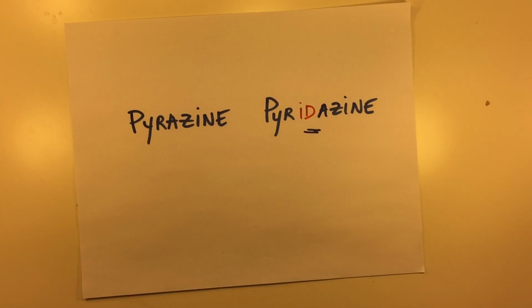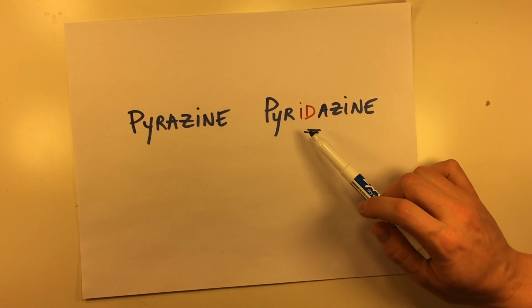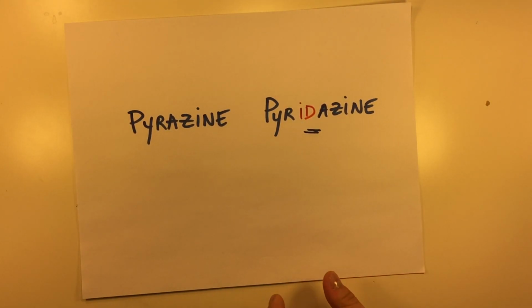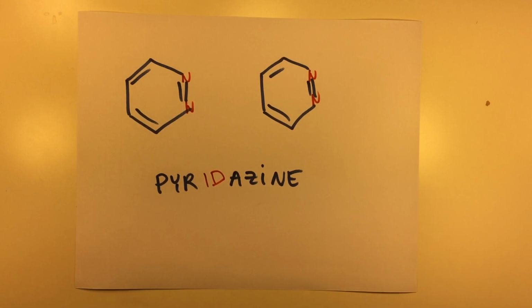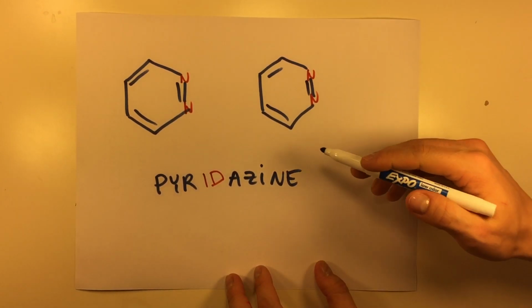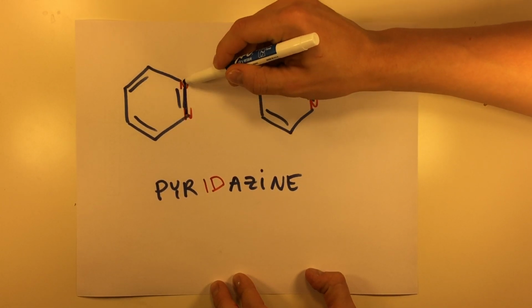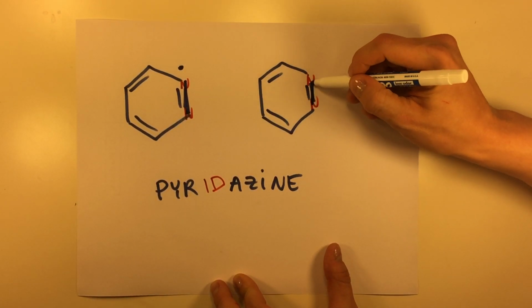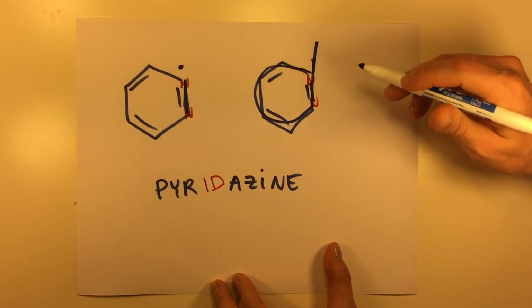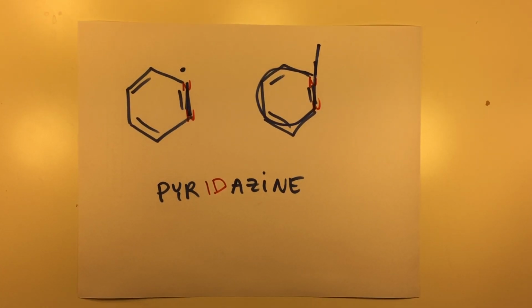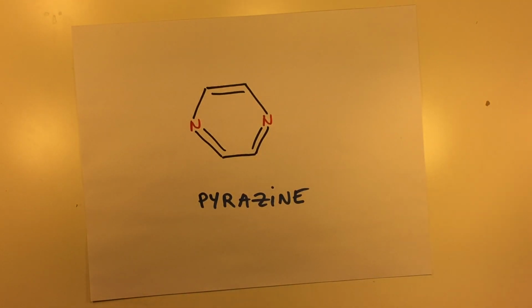The remaining two are pyridazine and pyrazine, and they differ in two letters, I and D. Pyridazine, you can think of two nitrogens connected forming the letter I and then small letter D. And the remaining one is pyrazine.